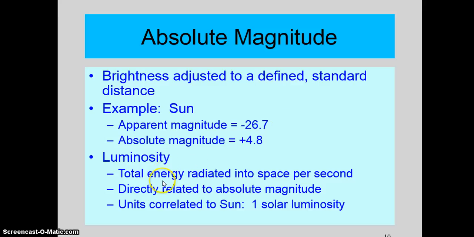The luminosity of a star is the total energy radiated into space per second, and it's directly related to the absolute magnitude. What we generally do is we use the sun. All stars are compared to the sun, because the sun is the closest star to us and we know the most about it. A star whose luminosity is exactly equal to the sun is said to have one solar luminosity. You can have stars that are 100 times brighter than the sun, 1,000 times, 10,000 times, even higher, and then stars that are a tenth as bright as the sun, or even a 100th.